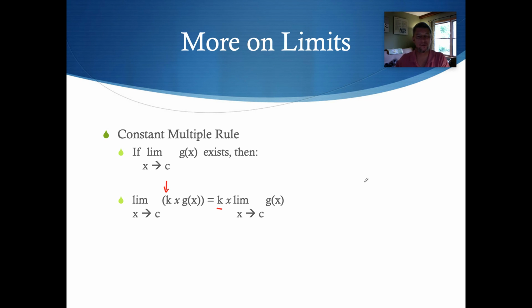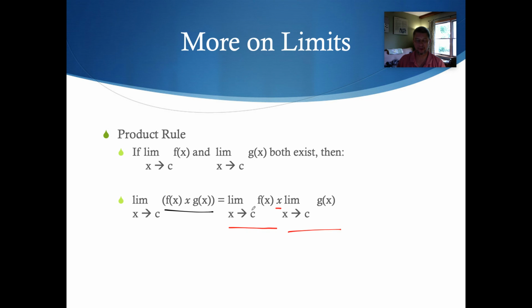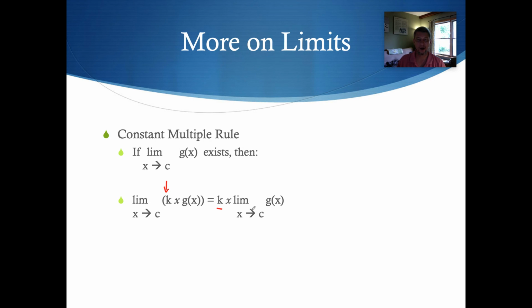Essentially, remember that we said the limit as x approaches c of a constant b is equal to b. And so this value k is really the limit as x approaches c of k. That limit is k. And so this is really no different than the product rule that we talked about a little while ago. So the limit as x approaches c of a constant times g of x is equal to that constant times the limit as x approaches c of g of x.